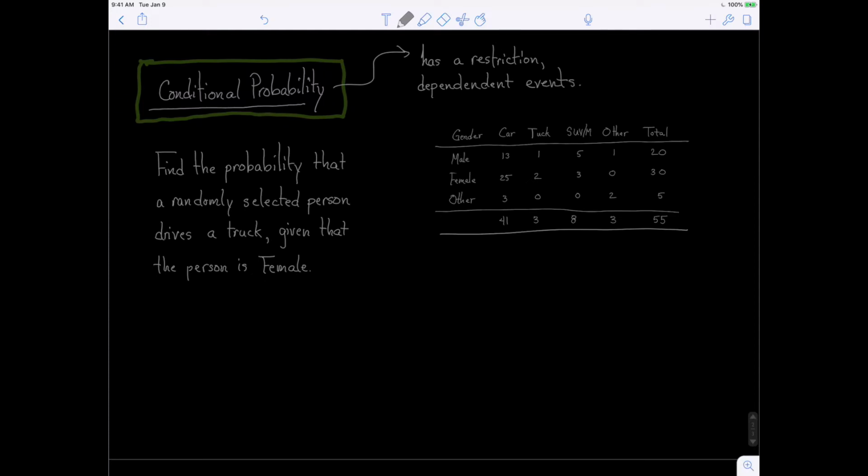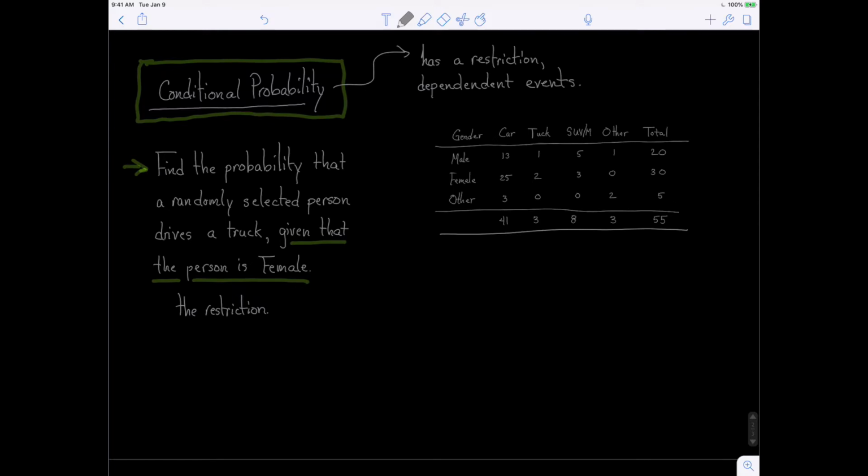So here we go. The first thing to notice is let's look at our problem. It says, find the probability that a randomly selected person drives a truck given that the person is female. Right there, this piece, given that the person is female, that's the restriction. So let's see how we work with that and how we write it.